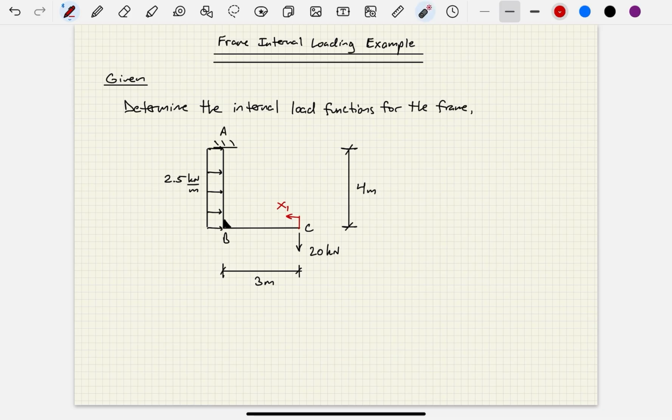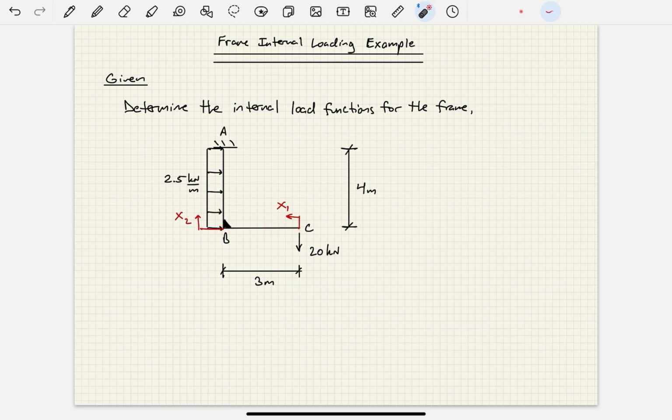Now, we have this change in geometry at point B. We literally have the frame turning a corner here. So anytime you have a change of geometry, you have to define a new location variable. So at point B, I'm going to define my new location variable from point B pointing upwards, and I'm going to call that x2.